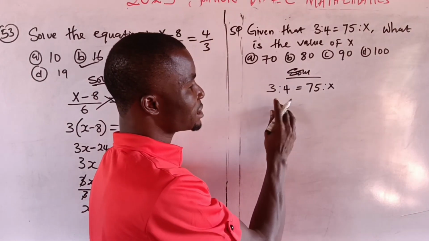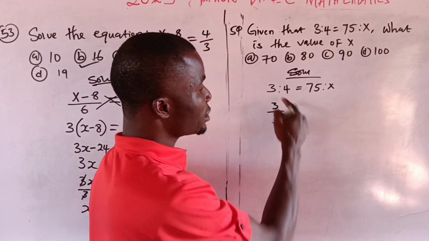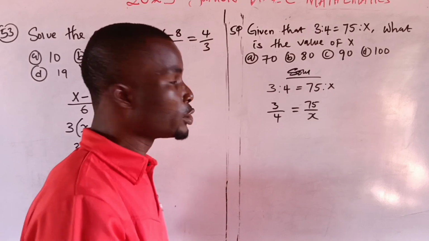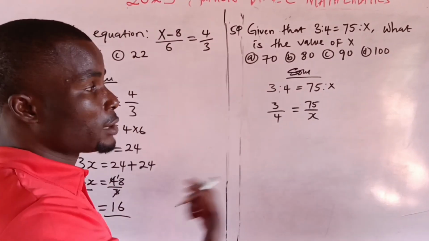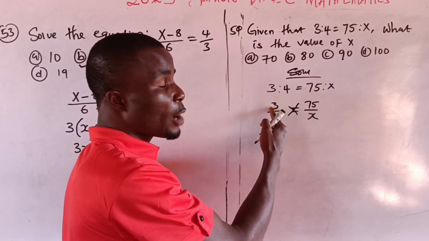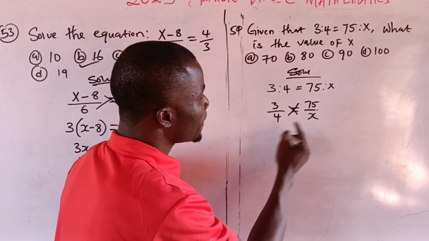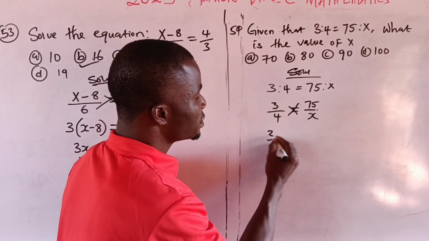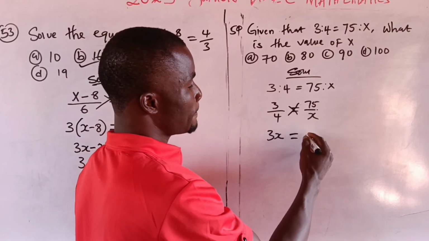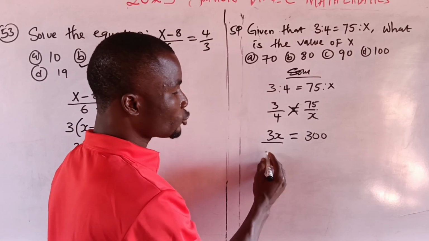So instead of writing it this way, we want to write it as a fraction. 3/4 is still the same thing as 75/x. What do we do? Just the way we solve this one, same way we are going to solve this. So we cross multiply. This x multiplies with 3, while 4 multiplies with 75. So we have 3 times x will give us 3x. 4 times 75 will give us what? 300.